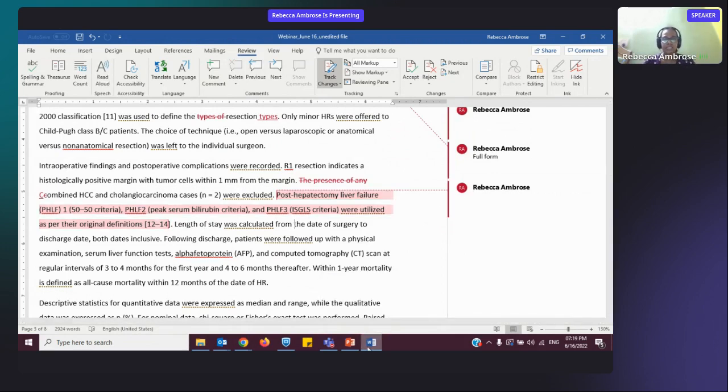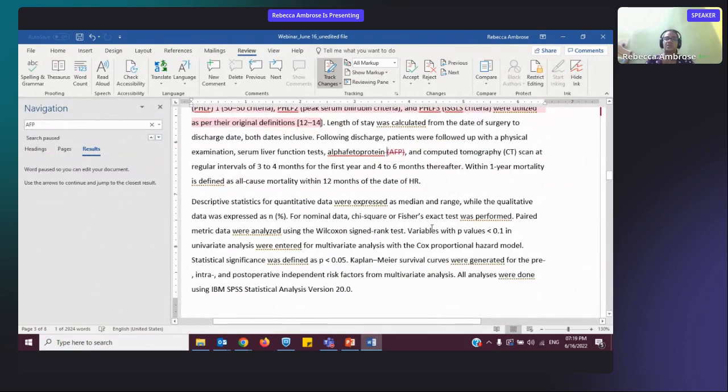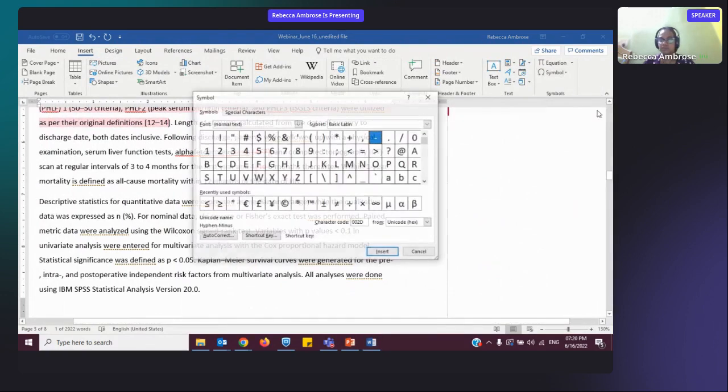Length of stay was calculated from the date of surgery to discharge date, both dates inclusive. Following discharge, patients were followed up with a physical examination, liver function test, alpha fetoprotein. I don't know if this is used again. It's not, so we can just remove this. Tests and CTs at regular intervals of 3 to 4 months for the first year and 4 to 6 months thereafter. If you're trying to reduce the number of words, you can use an en dash, or even a hyphen here.